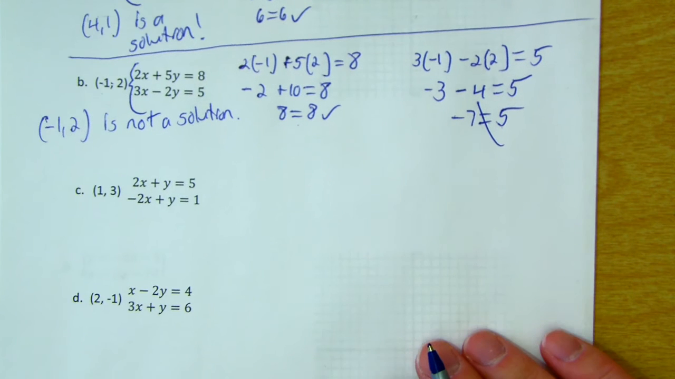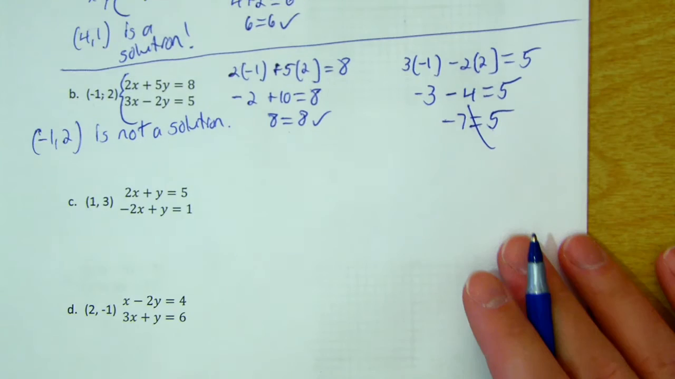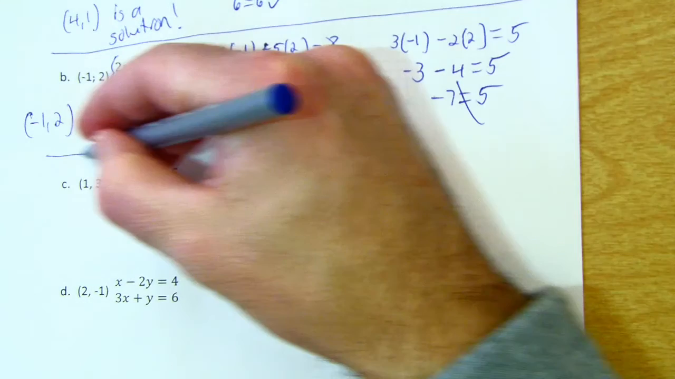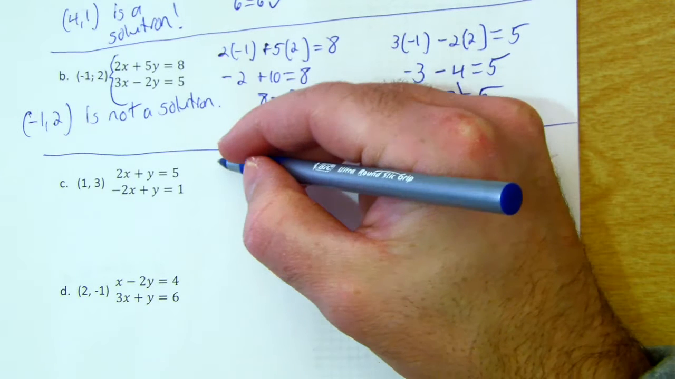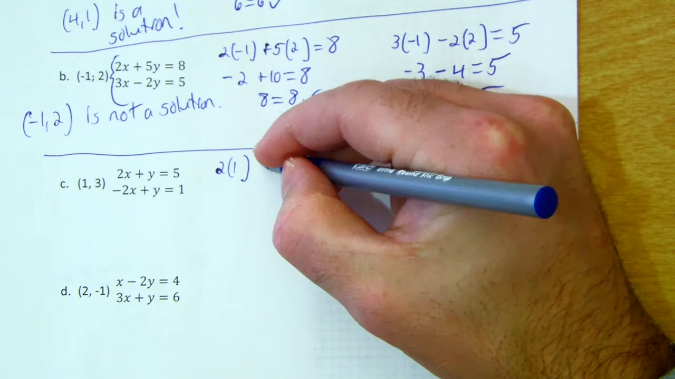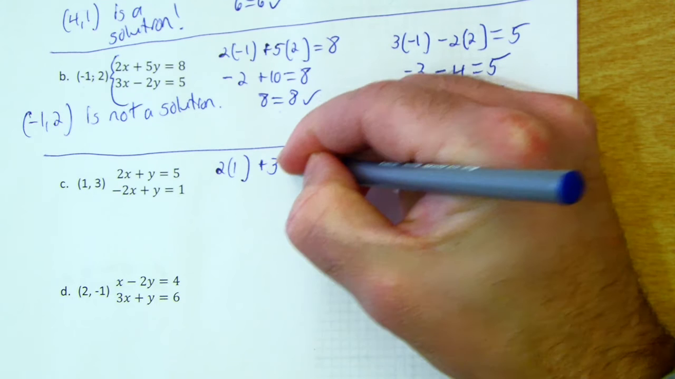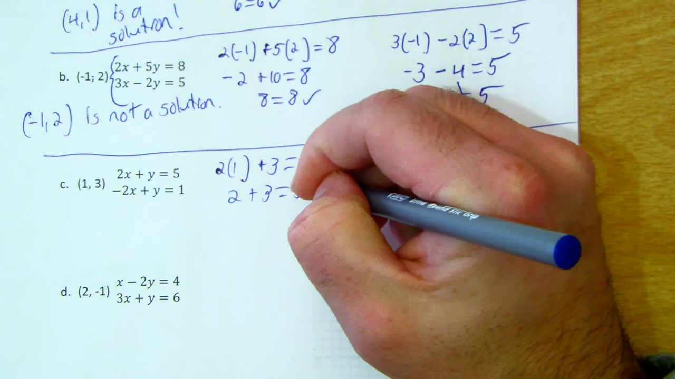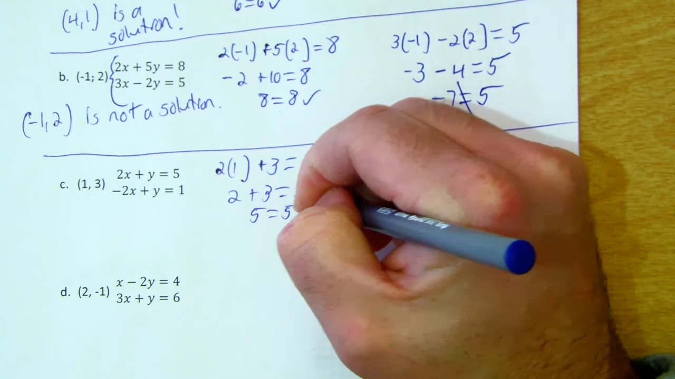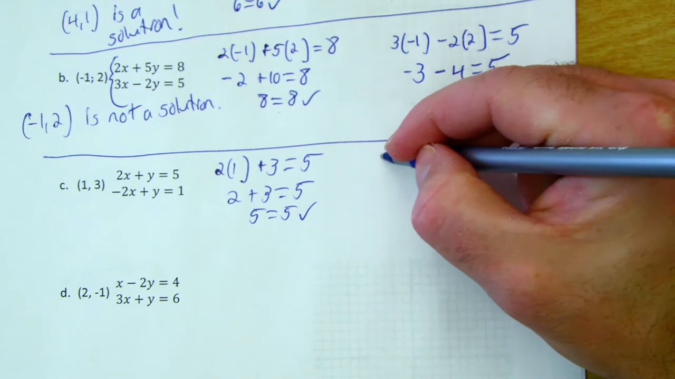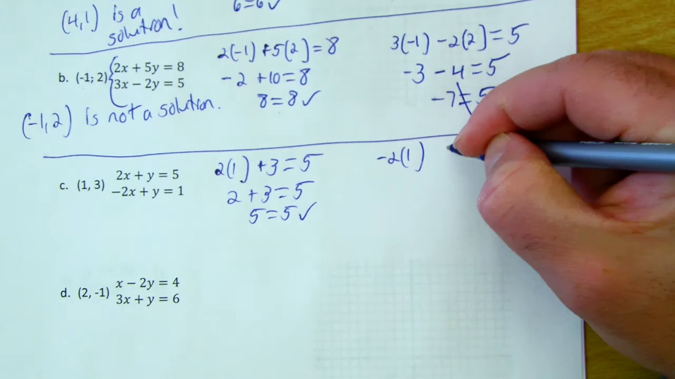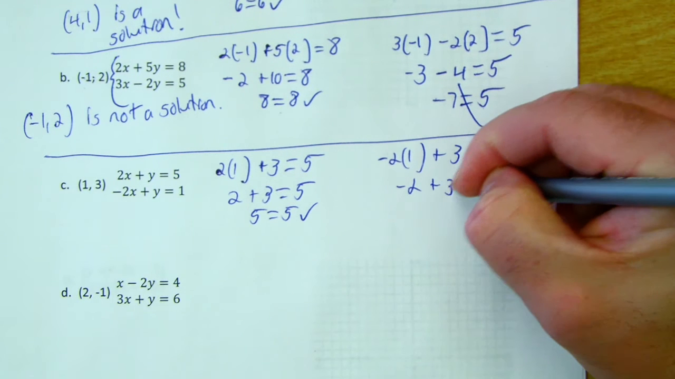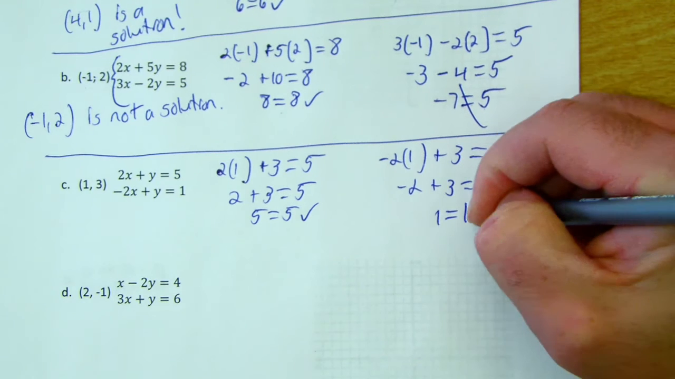All right, so let's go down to C then. So we get 2 plus 3 equals 5, and then 5 equals 5, so that's good. In my second equation, I'm going to have -2 times 1 plus 3 equals 1, so it's going to be -2 plus 3 equals 1, so 1 equals 1.